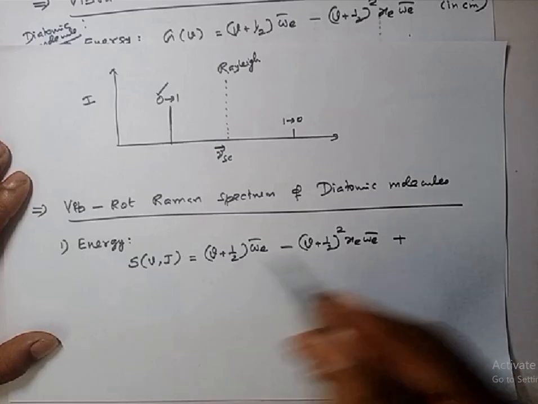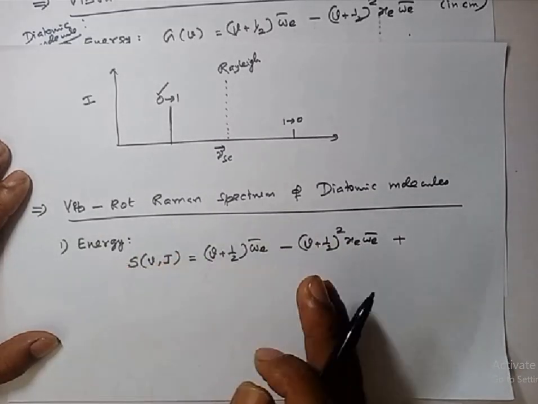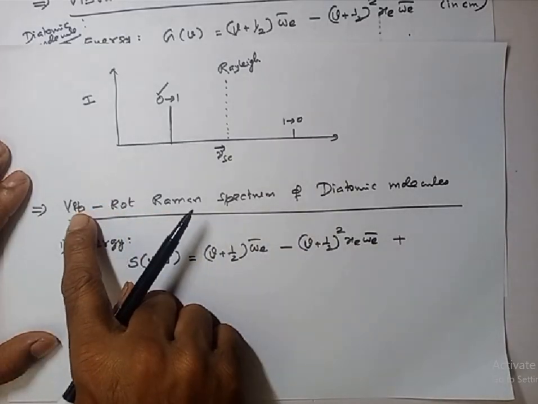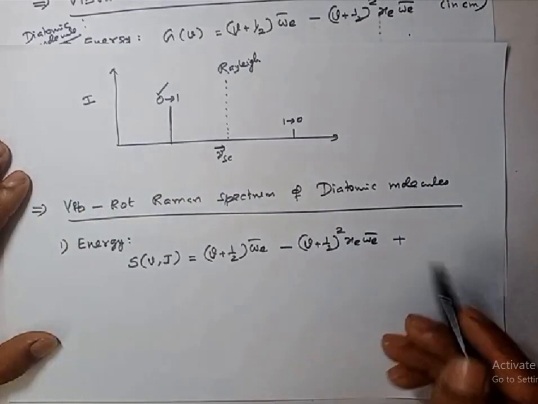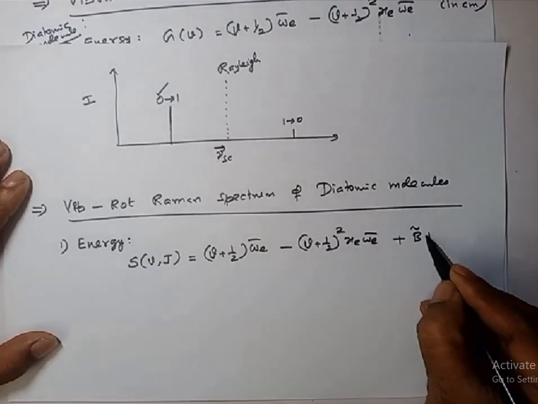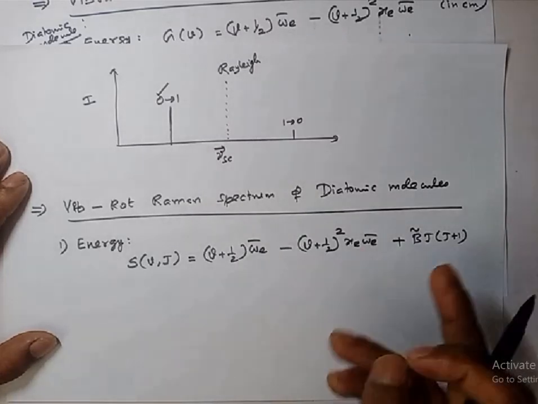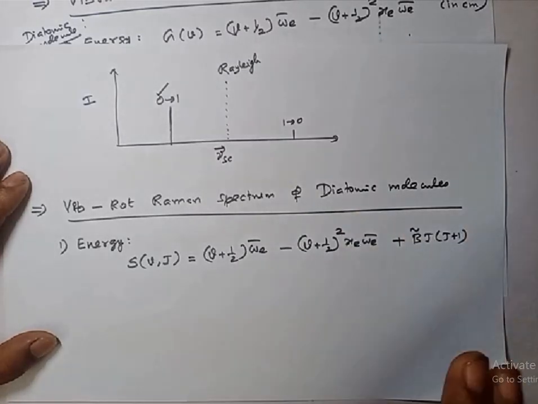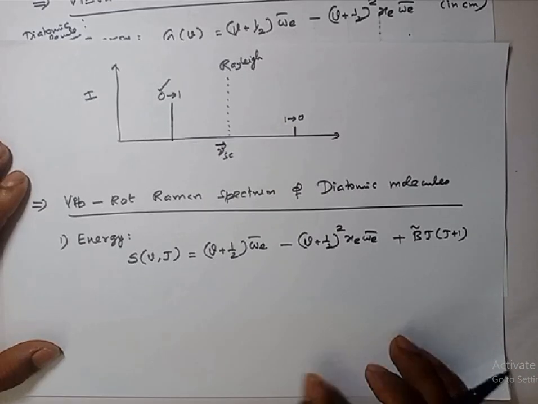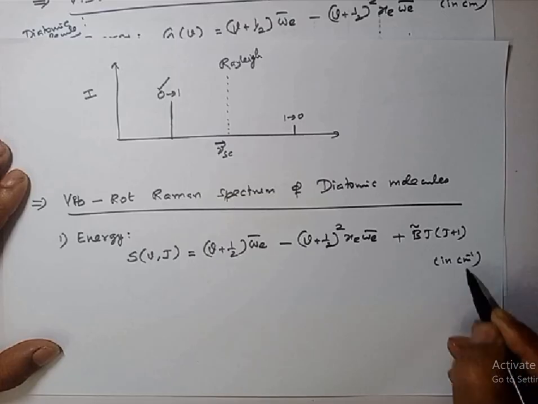Plus rotational energy. I am assuming that there is no interaction between rotation and vibration. I have separated them; vibration and rotation are not interacting. So in that case, we get the formula, and we have to introduce BJ(J+1). In Raman spectrum, we normally do not consider the centrifugal distortion effect. So this is the energy formula in wave numbers, centimeter inverse.